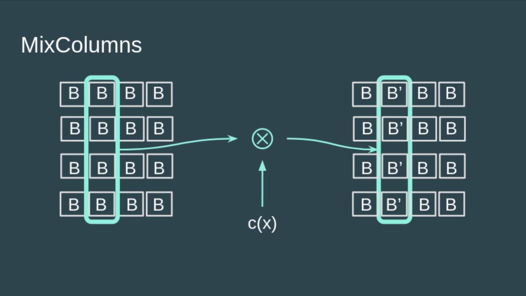The third step of each round is the mixed column step. And here, each column is treated as a polynomial and multiplied by a fixed polynomial. This C of x is a fixed polynomial. And again, this is a fixed polynomial that is always used in the mixed column step of a round. The shift rows plus the mixed columns together provides diffusion.